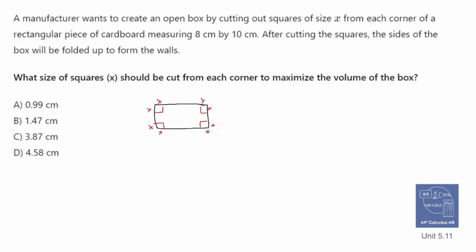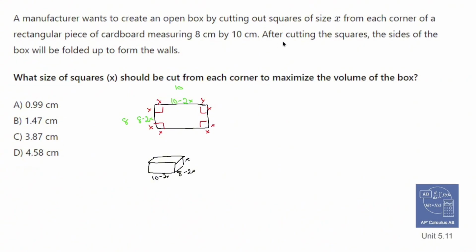Now I know that one of these sides is 10 and one of these sides is 8, which means after I cut things out, the sides are going to be 10 minus 2X and 8 minus 2X. When I take these sides and fold them up, that gives me a box with an open top, right? Where the height is going to be X, the width is going to be 8 minus 2X, and the length is going to be 10 minus 2X. So this is where the fun begins.